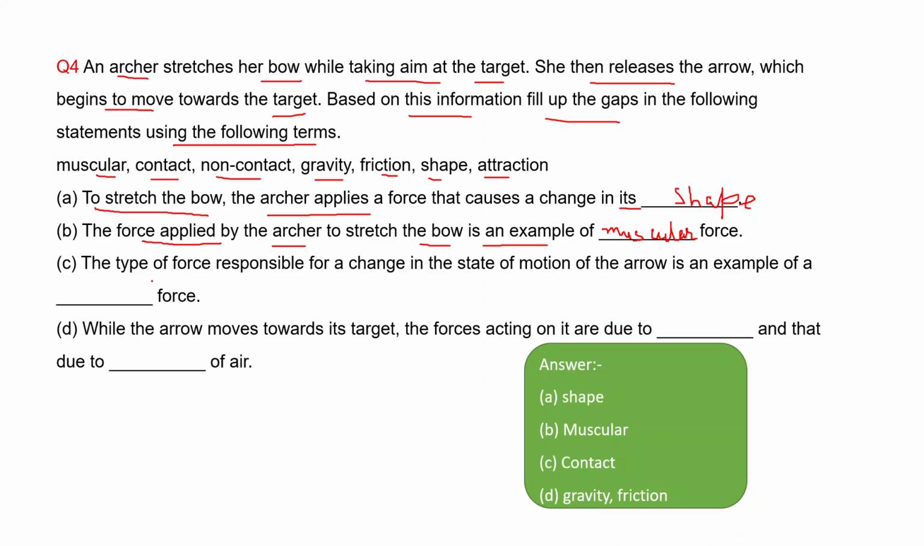The type of force responsible for a change in the state of motion of the arrow is an example of a blank. Actually this muscular force is the example of contact force. That's why we use the word contact here. While the arrow moves towards its target, the forces acting on it are due to blank. Now, when this arrow moves towards the target, two forces are working. These forces are due to gravity, or gravitational force, and another one is due to friction.